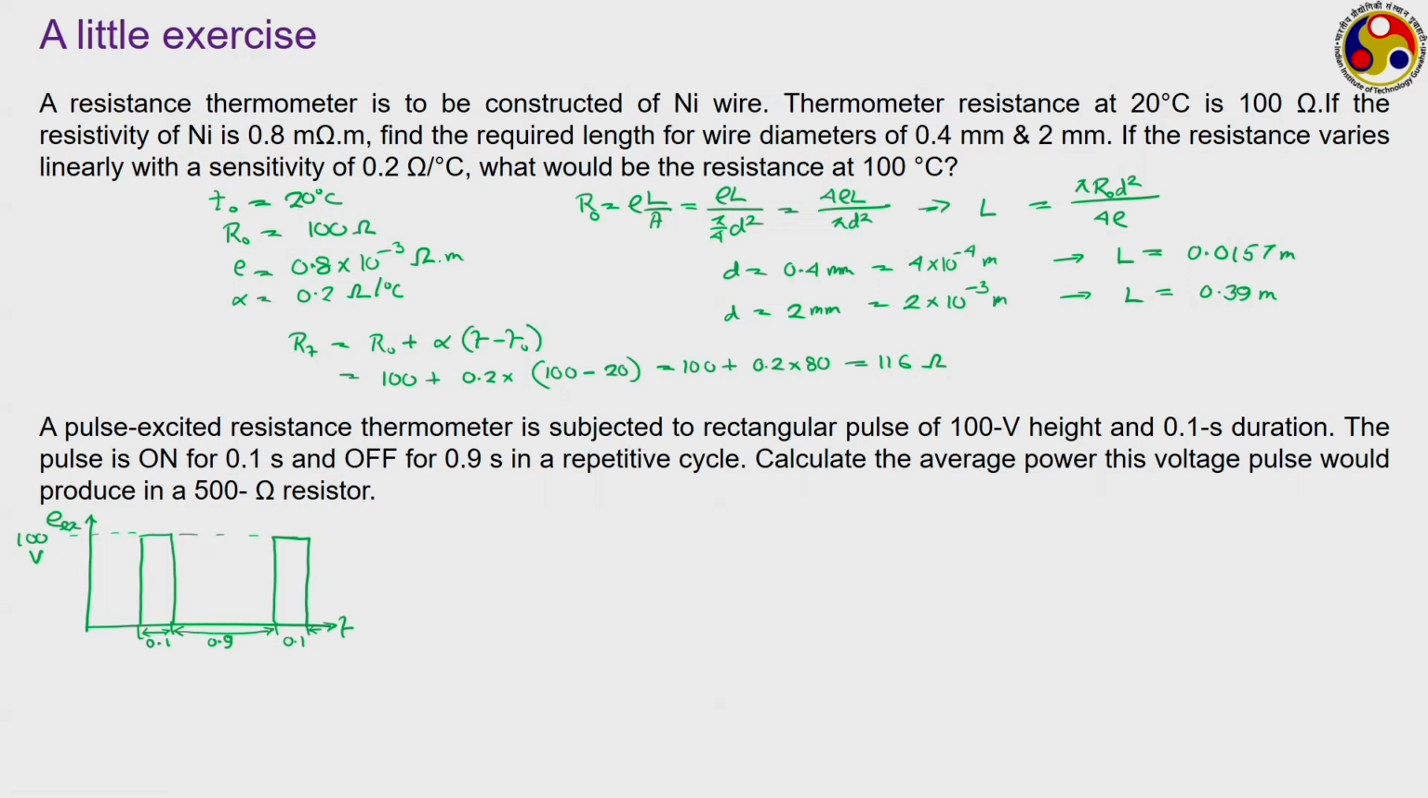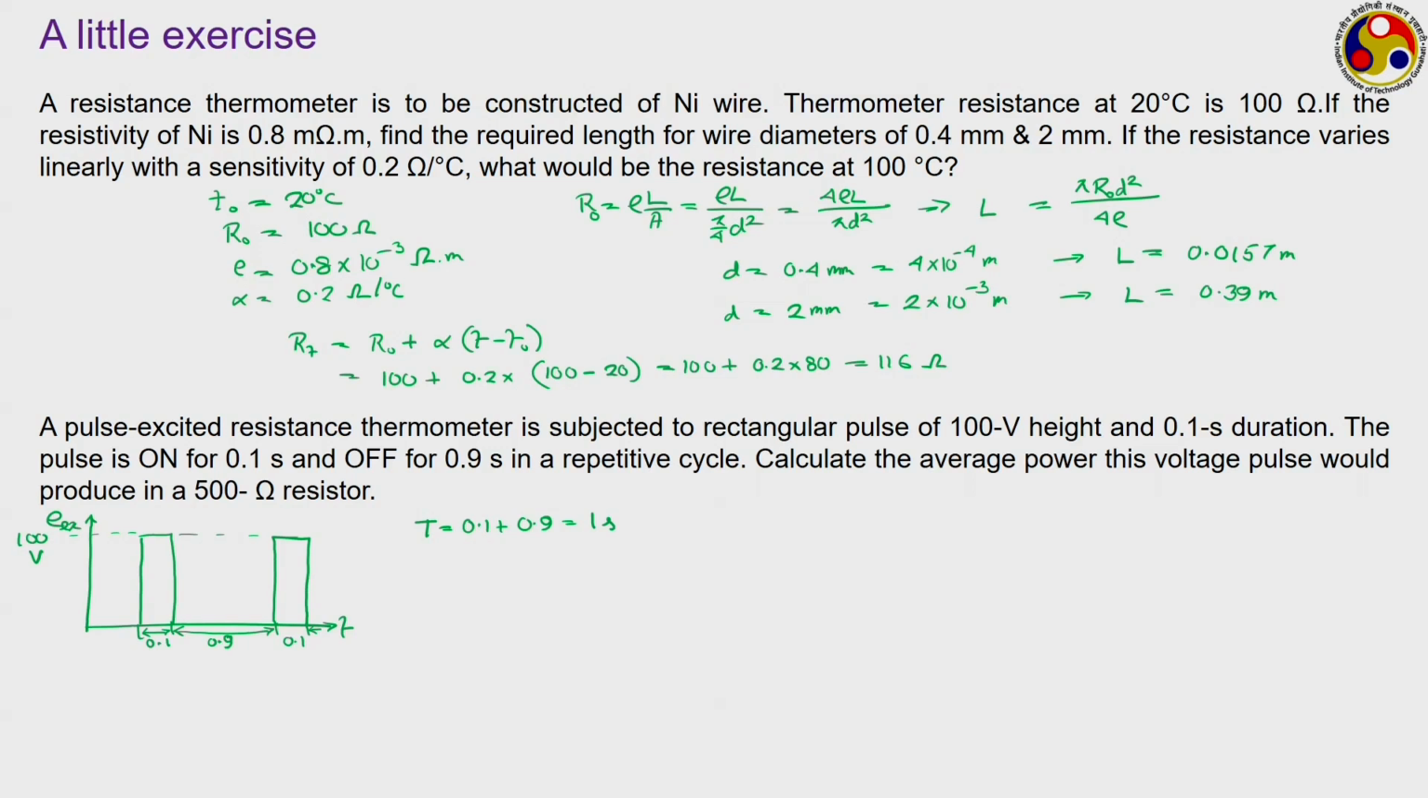So, we are talking about a periodic signal having a time period capital T of 0.1 plus 0.9, that is 1 second. Out of this, for 0.1 second we have a constant voltage signal of 100 volt and nothing for the remaining 0.9 second. So, we have to calculate the average power this voltage pulse would produce in a 500 ohm resistor. So, the resistance is 500 ohm and we have to calculate the average power corresponding to this signal.